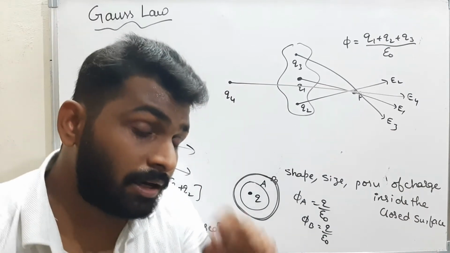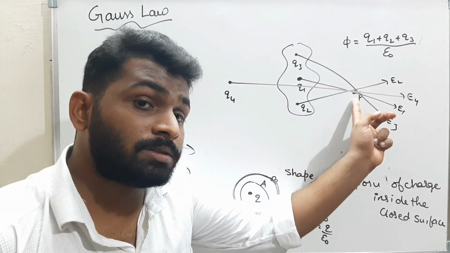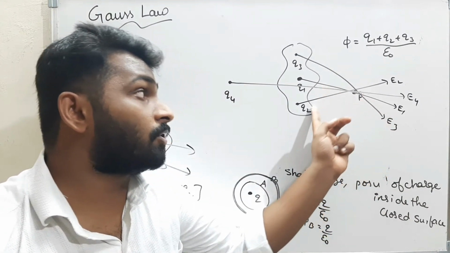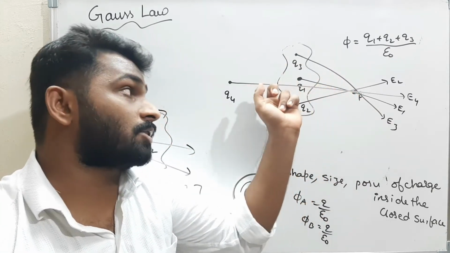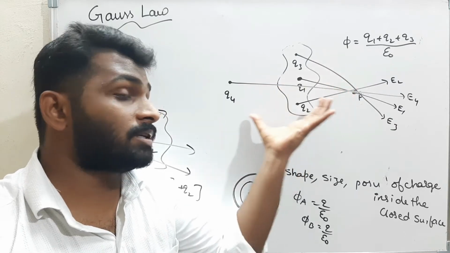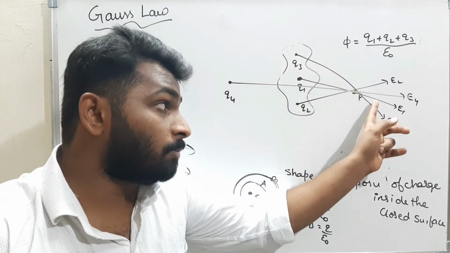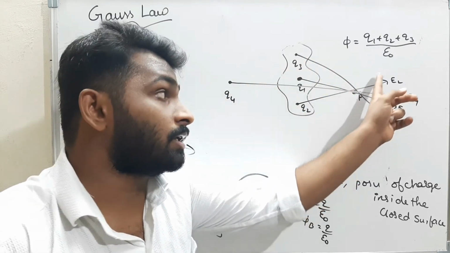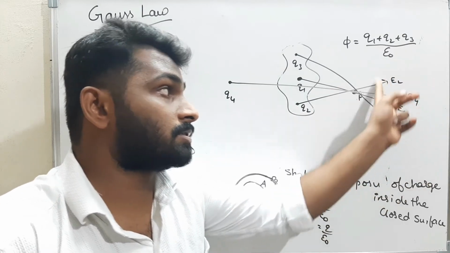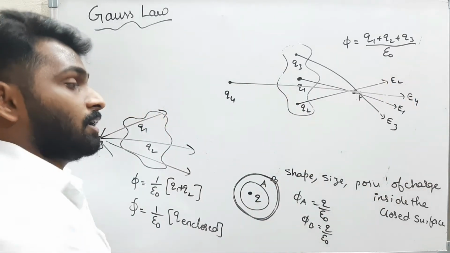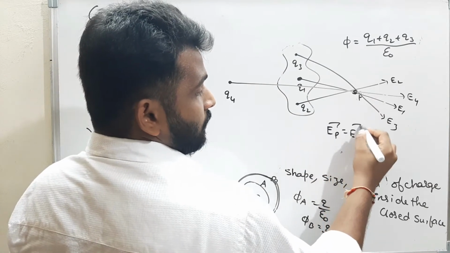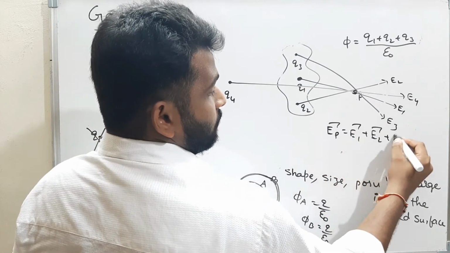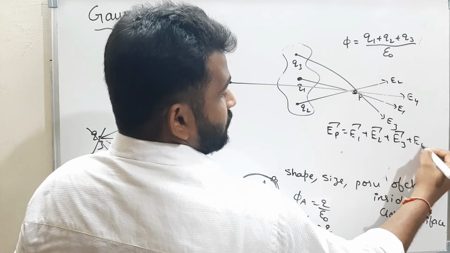Therefore, the net electric field at any point is the net electric field because of all the charges, whether the charges are present inside or outside. All these charges will give some electric field, and at any point the electric field is simply the resultant of all these electric fields. Therefore, the resultant electric field at this point P, that is E_P, is nothing but E1 bar plus E2 bar plus E3 bar plus E4 bar.